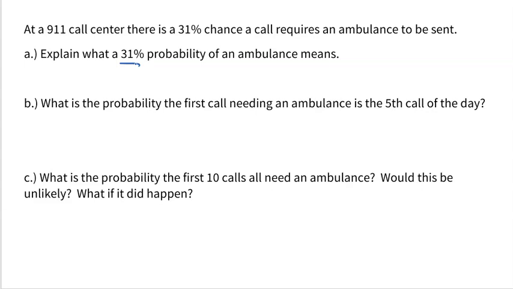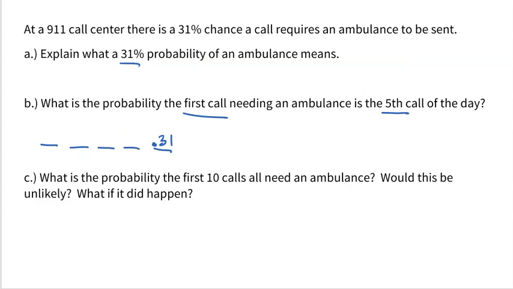B, what is the probability the first call needing an ambulance is the 5th call of the day? So this is very, very specific. The first call needing an ambulance is the 5th call of the day. So 1, 2, 3, 4, 5. There it is. The 5th call needed an ambulance, 31%. So what happened on the first 4 calls? Well, that means they did not need an ambulance.